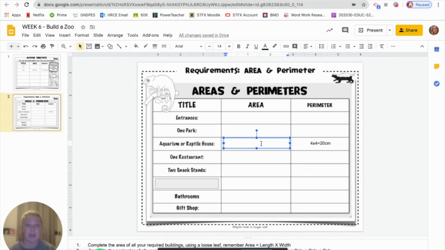Okay? And for a square, my perimeter and my area formulas are pretty much the same. So I'm going to do length times width for my area, which again would be 4 times 4. Equals 20, and then my unit of measurement again, centimeters squared.